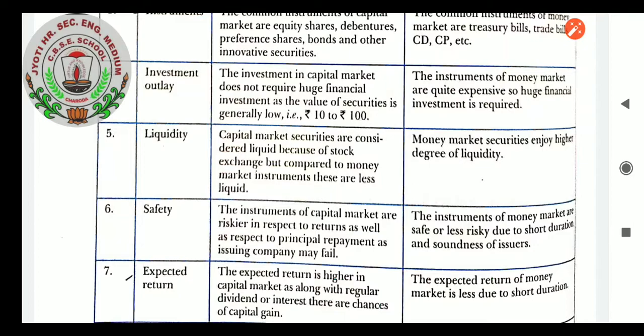On safety, the instruments of the capital market are riskier with respect to returns as well as principal repayment, as the issuing company may fail. Whereas money markets are less risky due to the short duration of transactions. On expected returns, the return is higher in the capital market, whereas in the money market it is less due to the short duration.